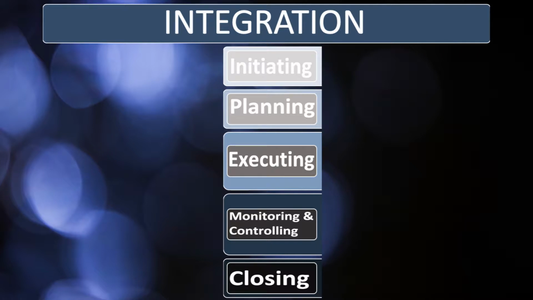In this knowledge area, we have 7 processes, which makes it the longest knowledge area. In initiating, we have the first process called Develop Project Charter. The main output of that process is the project charter itself. This gives the project manager authority to start the project and to start spending money.